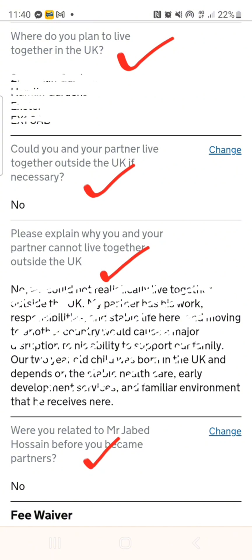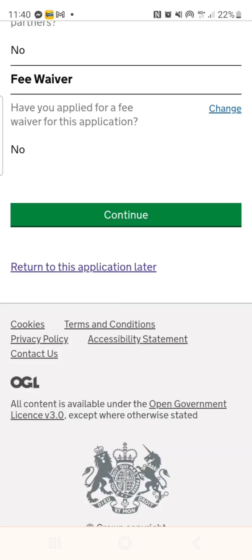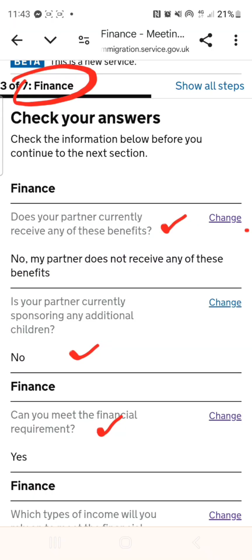Could you and your partner live together outside the UK if necessary? No. Explain why you don't want to live outside the UK. Were you related to your partner before you became partners? No, we were not related before we knew each other. And asking for a fee waiver. Have you applied for a fee waiver for this application? No.